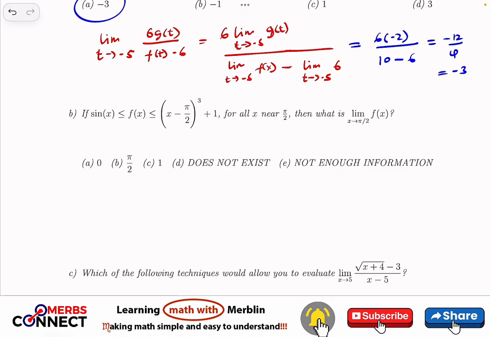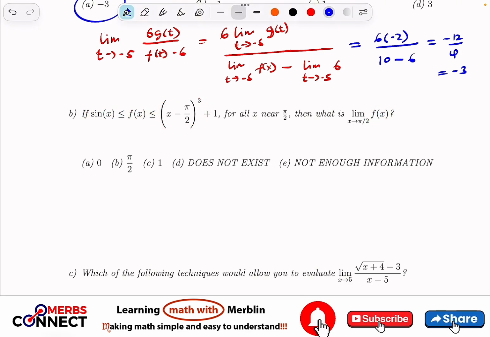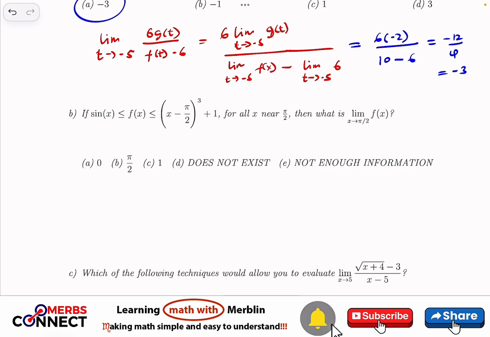Now this one, we need to use the squeeze theorem, because the function that we are looking for is actually in between this and that. So now let's try and figure this one out. We have f(x) here, and we see that we are taking the limit as x approaches pi on 2. So we are going to do the same thing. We take the limit as x approaches pi on 2 on this, and this, and we figure out the terms.